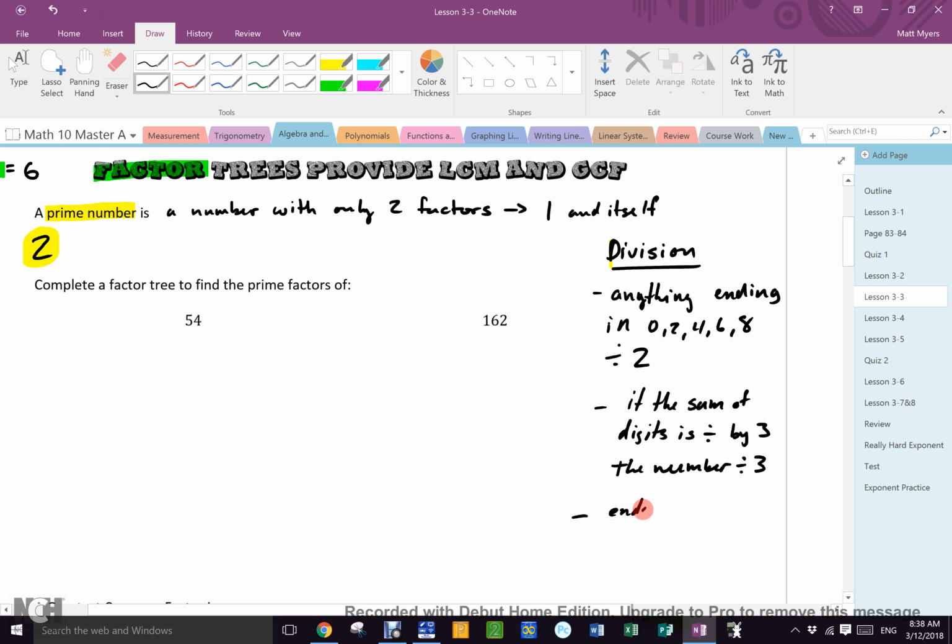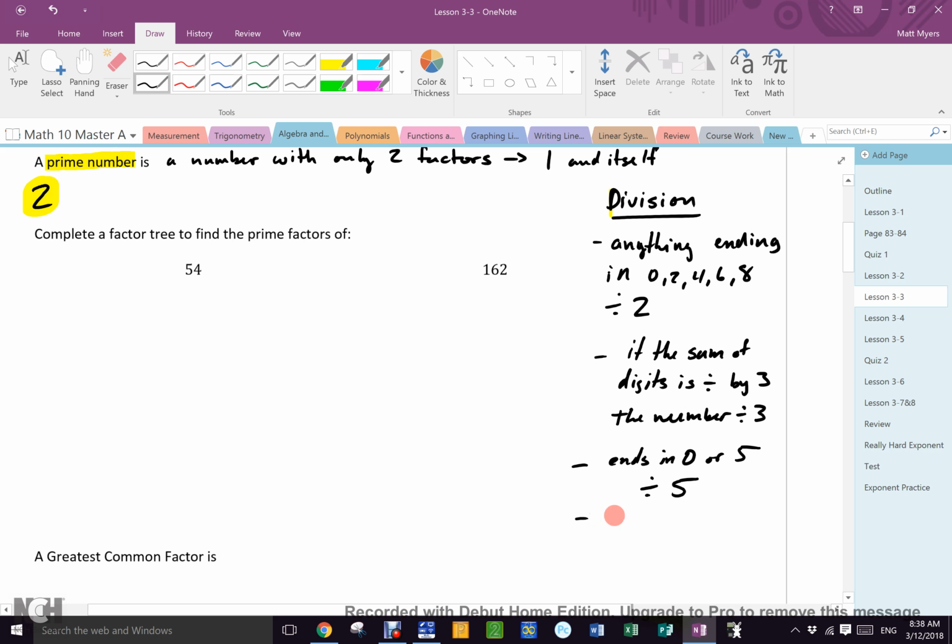If it ends in 0 or 5, it divides by 5. And if it divides by 2 and 3, then it will divide by 6. Other than that, I don't know any. If you guys know some, I'm more than willing to listen and write them down. But those 4 are pretty helpful. Everybody good?